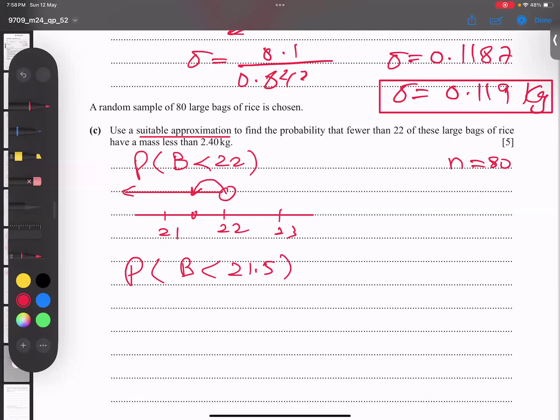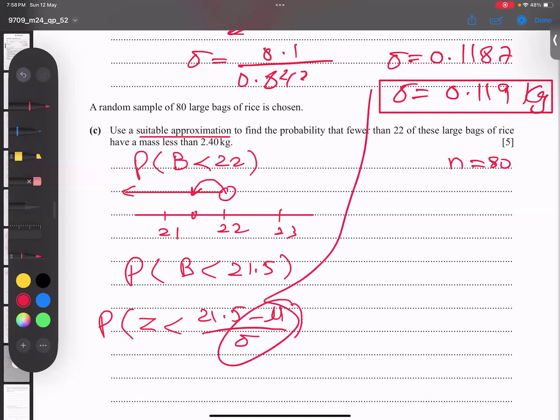So this is my target, and how to write it now? Z, and at the same time I will convert it, 21.5 minus mean over deviation. But the problem is that the mean and deviation, we can't use the previous ones. Why? Because the sample changed. The previous question's sample was different. And whenever the sample changes, the mean will change and the deviation will change. So let's find the mean. And the formula is np. But the question comes, what is n? n is 80, no doubt.